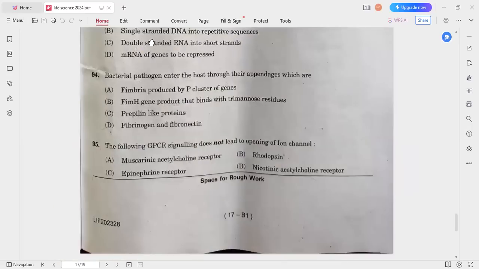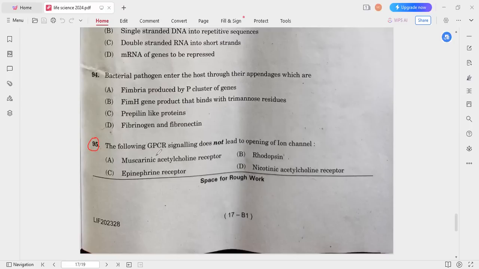Okay, so question 95. Which of the following GPCR, that is G protein coupled receptor, signaling pathways does not lead to opening of an ion channel? So option A, that is muscarinic acetylcholine receptor.